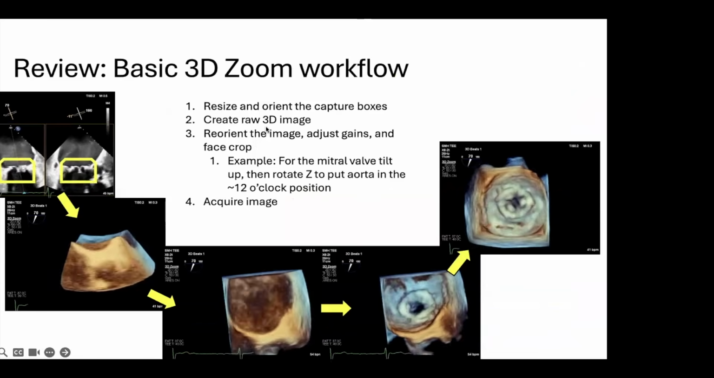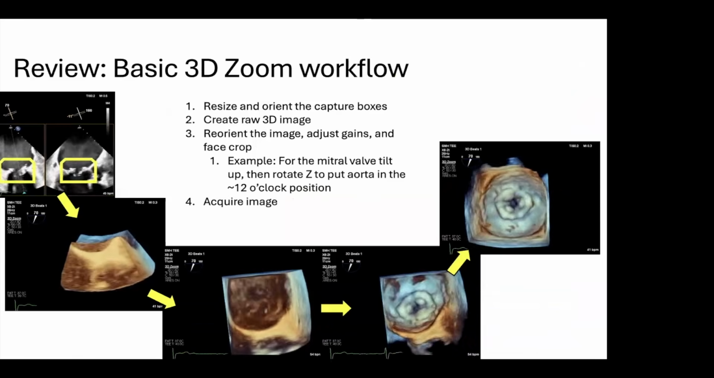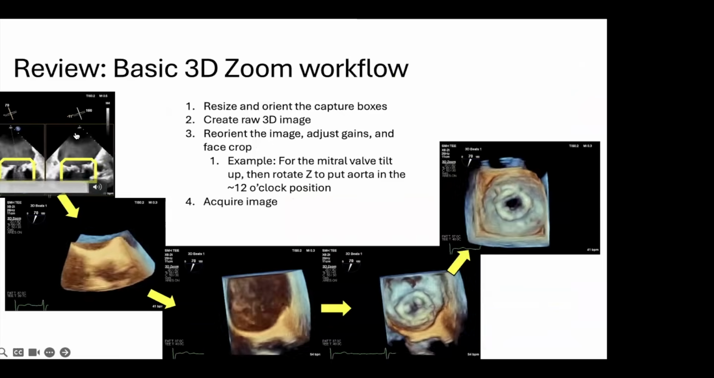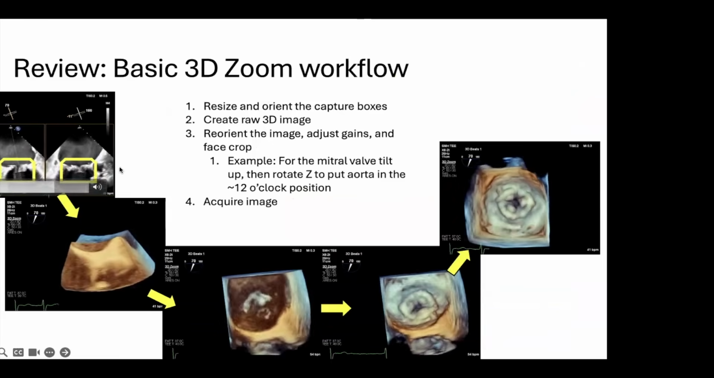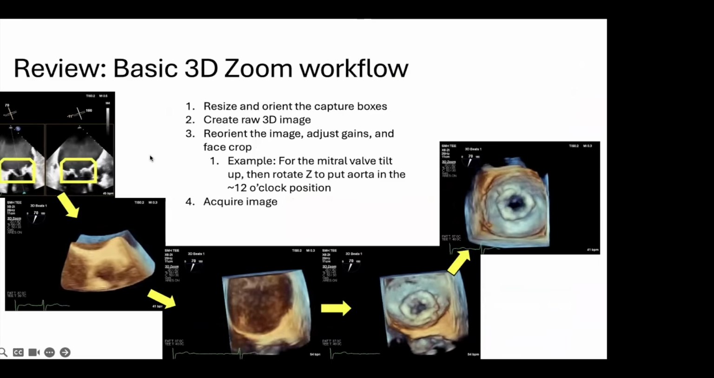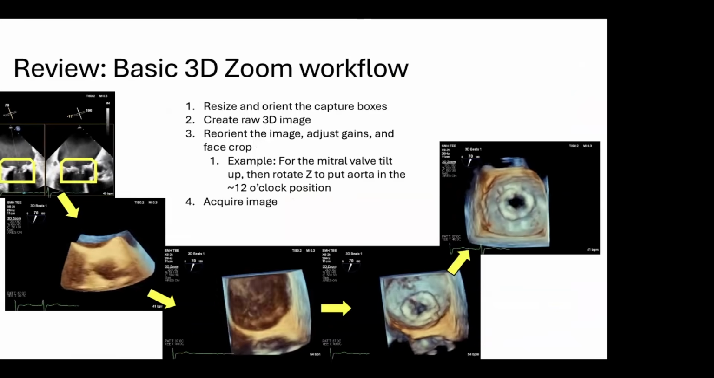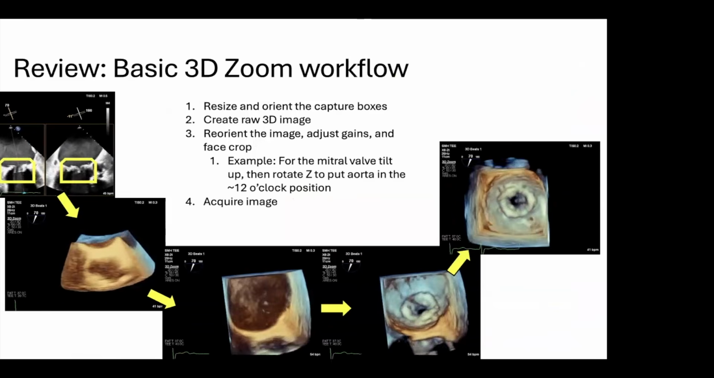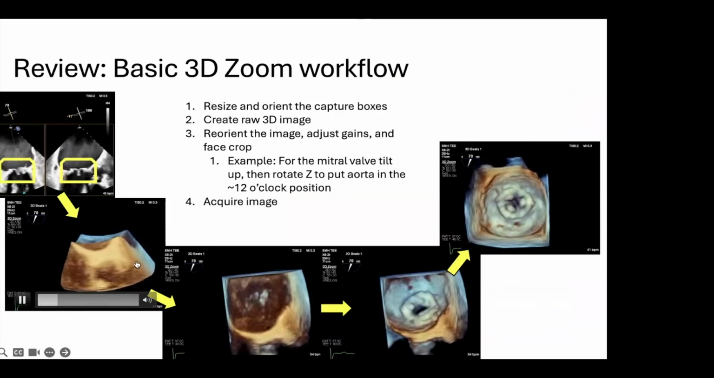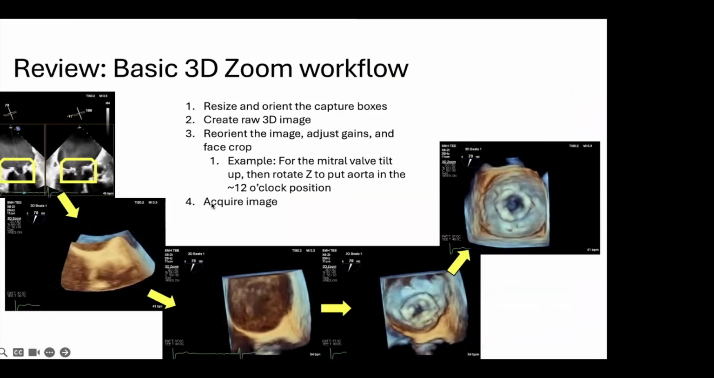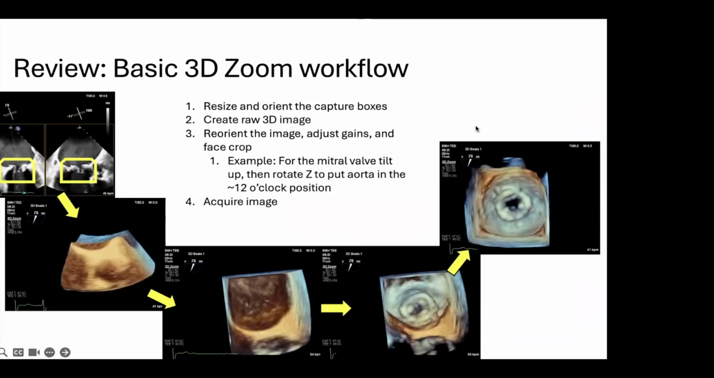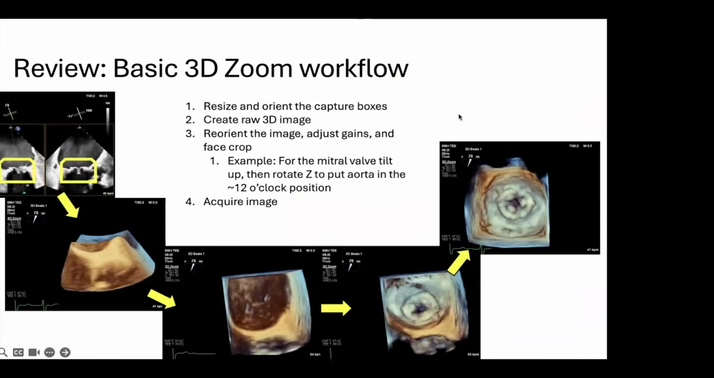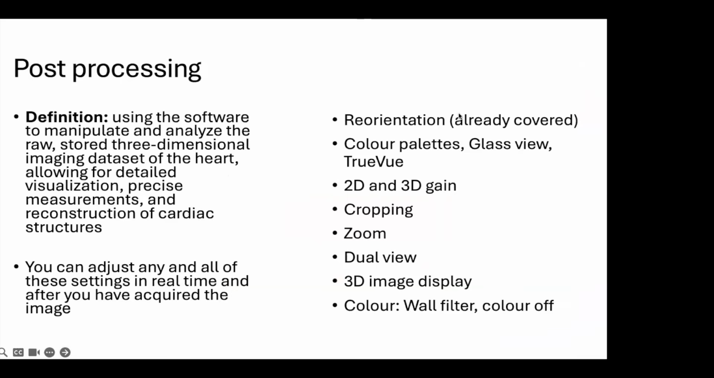And so again, this is just a review of the basic 3D Zoom workflow. Again, optimize your 2D image, make your boxes as big as they need to be to contain the structure that you want to examine, but also make them as small as possible so that you can improve your frame rate. You're then going to produce a pyramid, and through a combination of trackball and rotate Z, you're going to orient your image in the orientation that you want, and then you're ready to go.